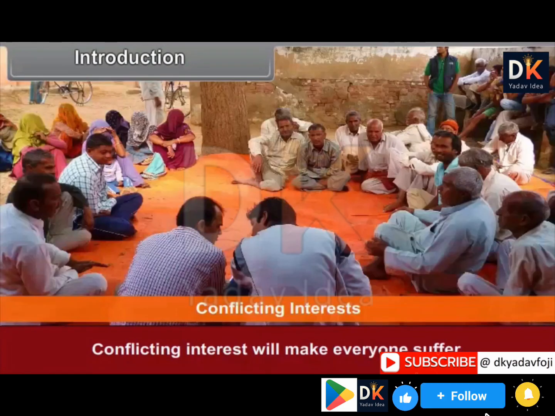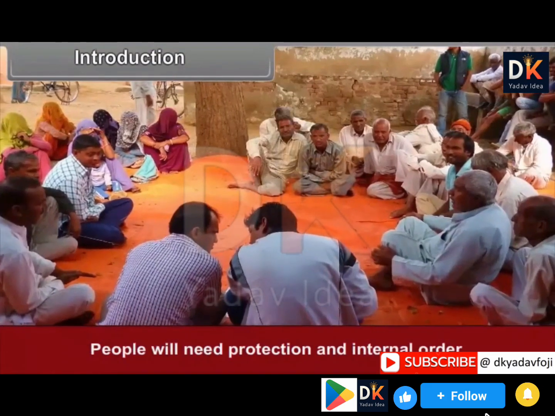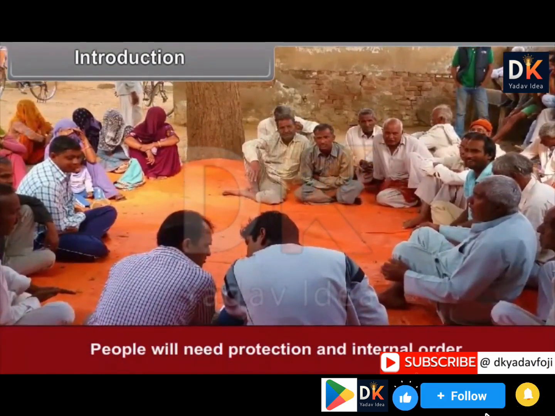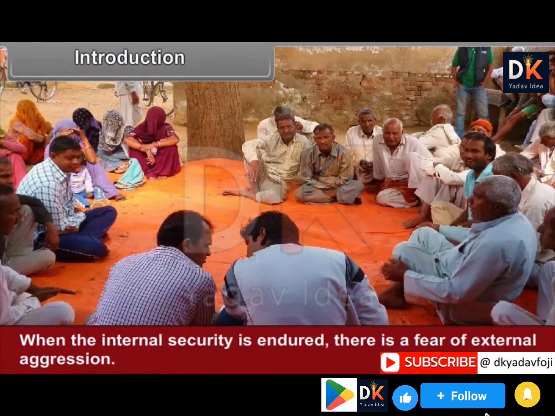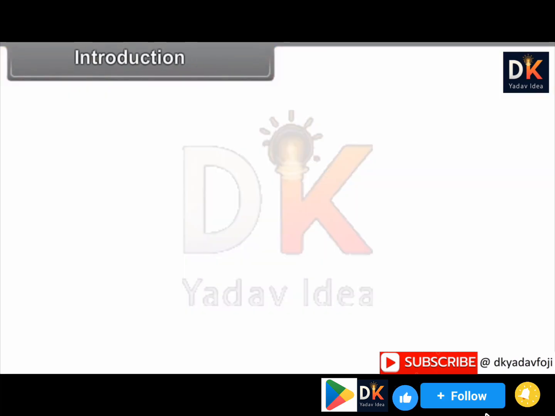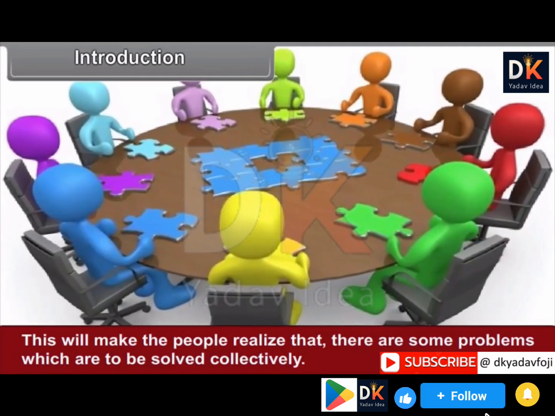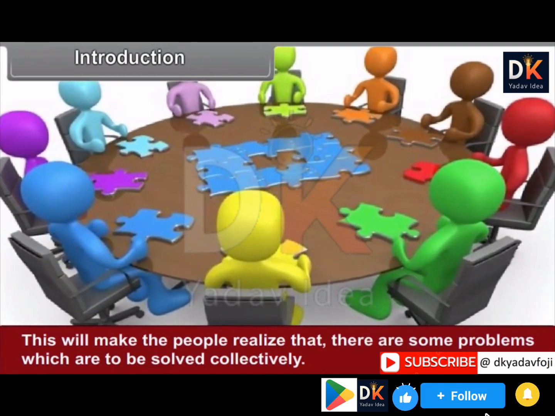Conflicting interests will make everyone suffer. It will give rise to rivalry, competition, and disputes amongst the people. People will need protection and internal order. When internal security is ensured, there is a fear of external aggression. So people will need protection from foreign aggression as well. This will make the people realize that there are some problems which are to be solved collectively.